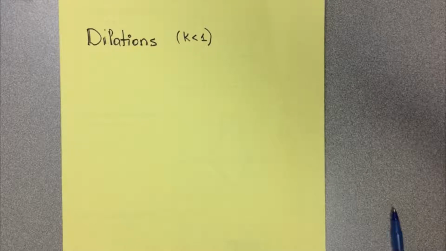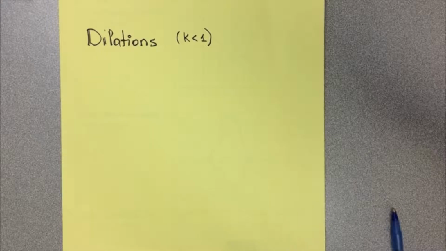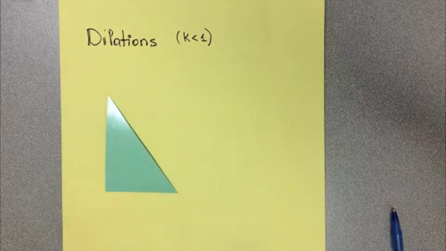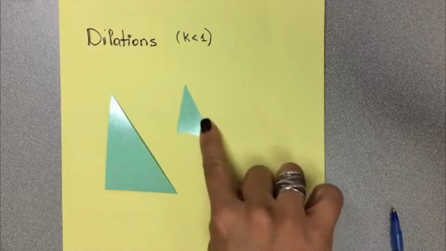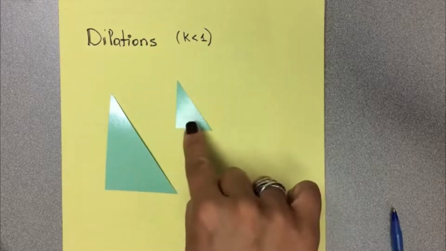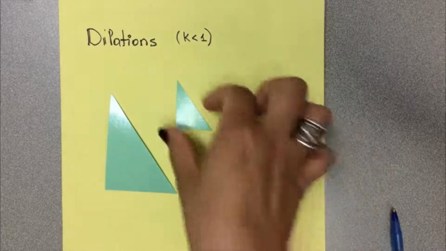In this video, we'll look at dilations where the scale factor is less than 1. Less than 1 means fractional or decimal, such as half, so we can reduce a figure to half its size. If the pre-image is bigger, reducing the figure to half its size is dividing the side measures by 2.